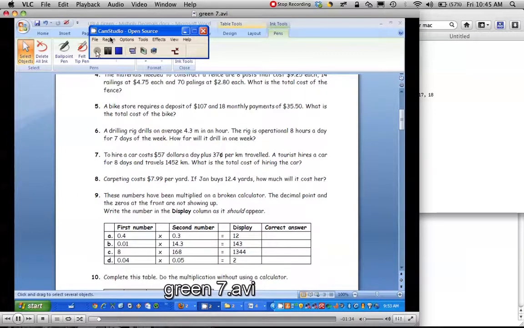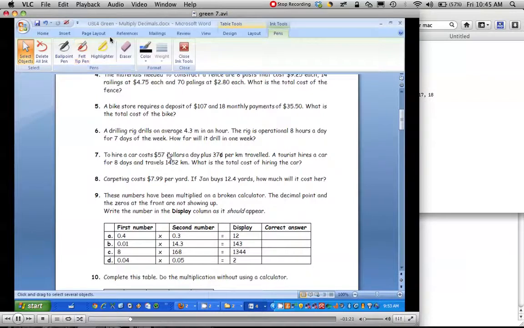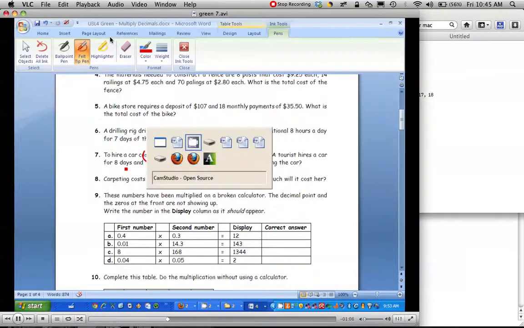All right, the next one people asked about was number 7. Okay, to hire a car costs $57 a day plus 37 cents per kilometer traveled. All right, and it's the very same thing as you were doing before, except now you've got two amounts that you're looking at: $57 per day and 37 cents per kilometer. So you have to multiply the cents times kilometers and the dollars times days.